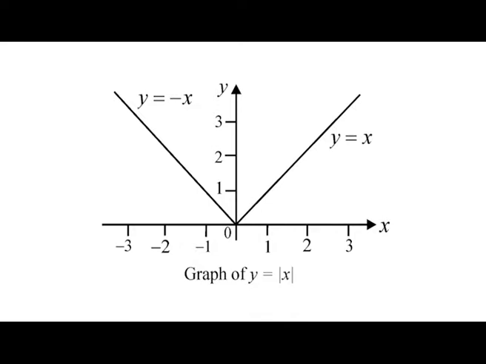Continuity of absolute value function. The function f of x equal to absolute value of x is continuous at every value of x. If x greater than 0, we have f of x equal to x, a polynomial. If x less than 0, we have f of x equal to negative x, another polynomial. Finally, at the origin, limit of absolute value of x as x approaches 0 is 0, which is equal to absolute value of 0 equal to f of 0.